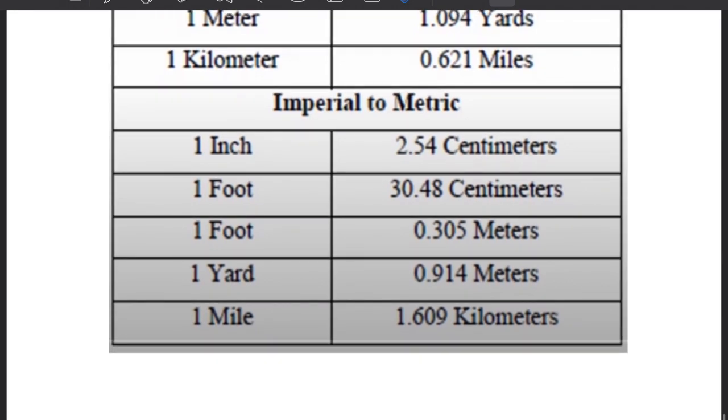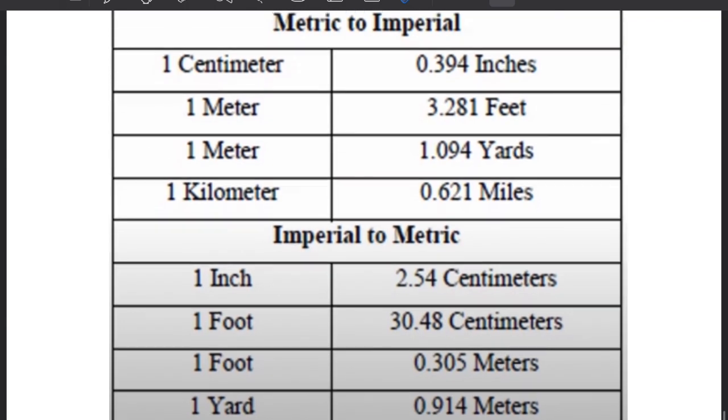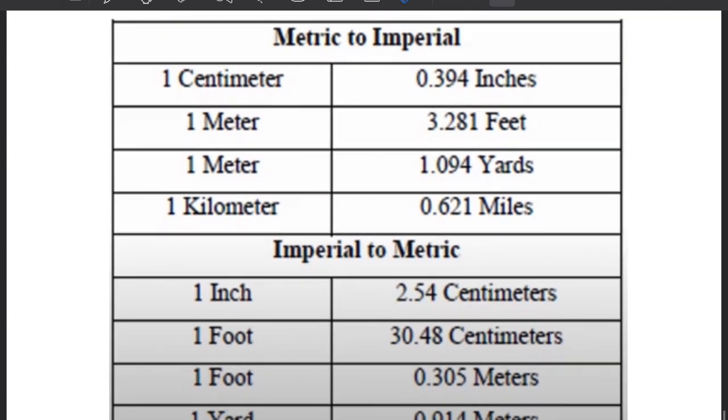I also have another chart at the bottom that converts imperial to metric. So these are all imperial units and these are all metric units. Please take a screenshot of this chart or write it down somewhere in your notes because you will need it as you answer questions in this module. This information will also be available on your formula sheet.